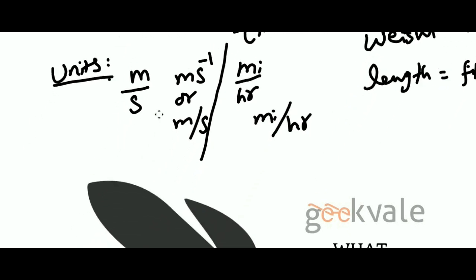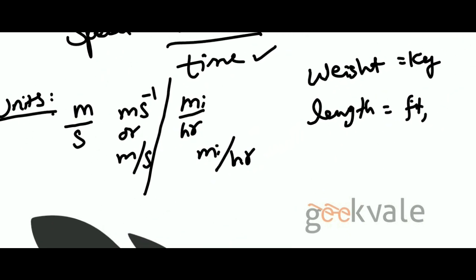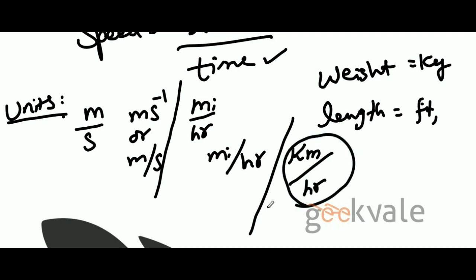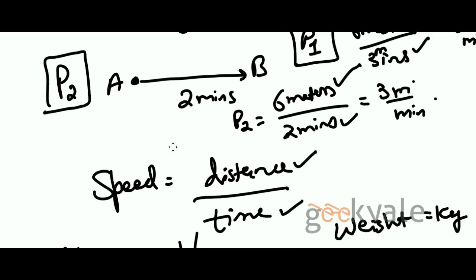Another very important and useful unit, you might have seen it in the speed of your vehicle or the speed of a cricket bowler. If the unit that you're using for distance is kilometer, and the unit for time is hour, then the unit is kilometers per hour.